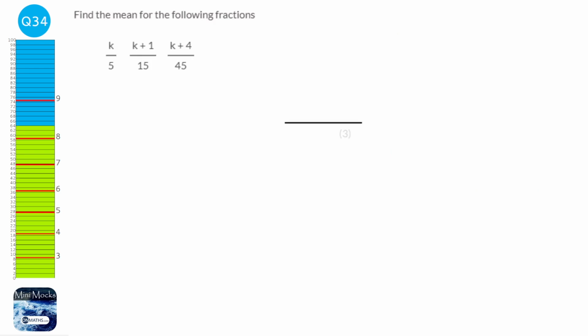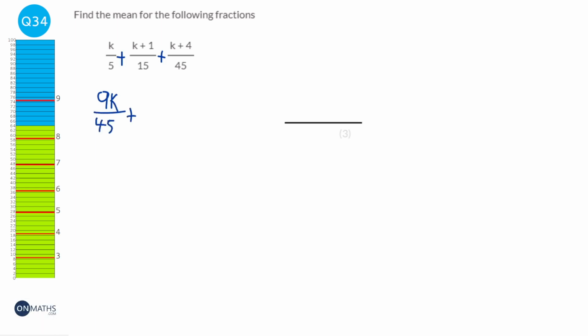So when we find the mean of something, we add the elements together and we divide them by the amount of elements. So here we've got 3 elements, so what we're going to do is add these together and then divide by 3. Now the problem is that the denominators are not the same, so we can't add them yet. But they're all factors of 45. So we're going to times top and bottom of the first one by 9, so we end up with 9k over 45.